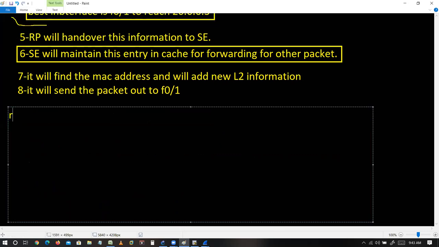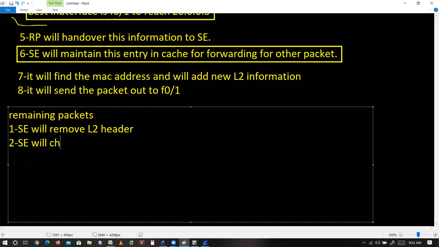If I talk about the remaining packets, the first step: it will remove the L2 header. The second thing, the switch engine will check the cache entry. The third thing, the switch engine will add a new L2 header.